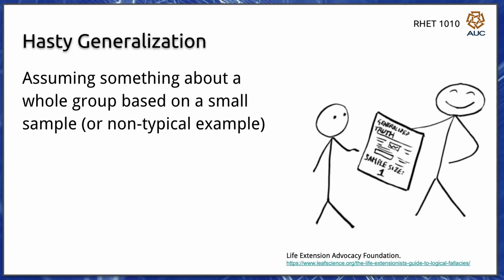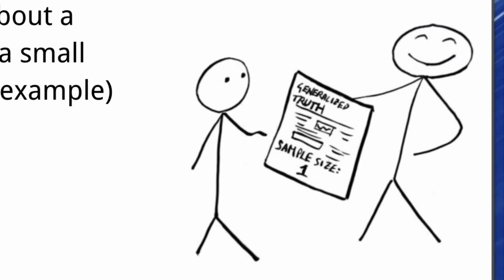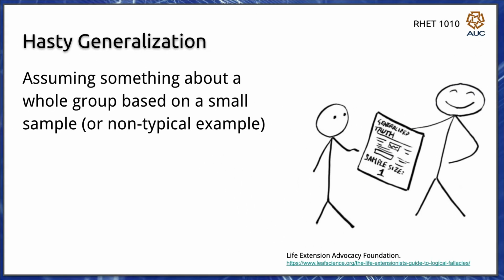The first is called hasty generalization, or sometimes we just call it generalization or overgeneralization. This is assuming something about a whole group based on a small sample or a non-typical example. You can see in the cartoon the guy with the smile is presenting a generalized truth based on a sample size of one person. That's a hasty generalization.